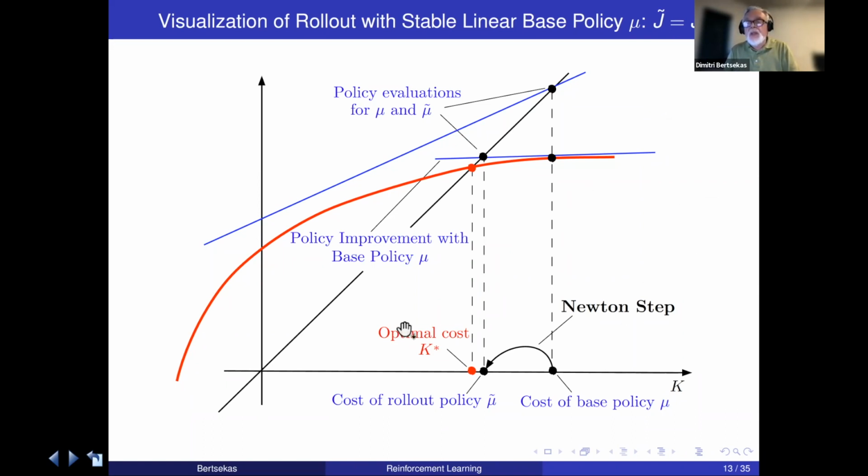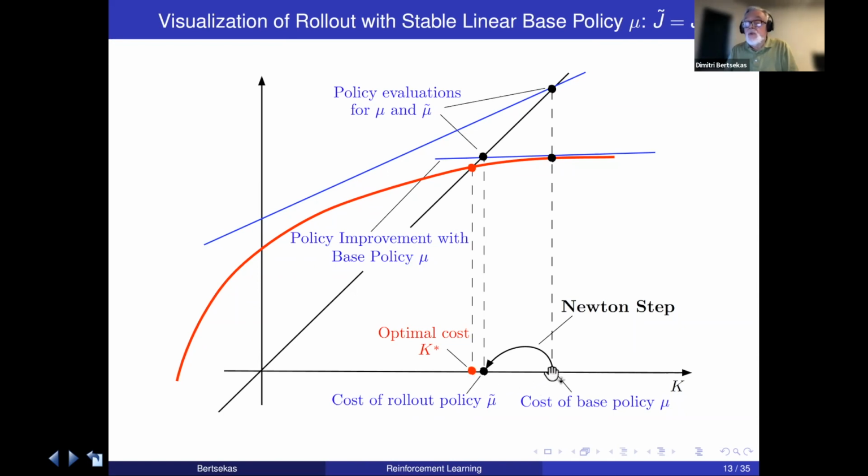So how do we interpret it in terms of our figures? We are going to consider a stable base policy whose line has slope less than 45 degrees. Okay, so this is the red curve, the graph of the Riccati operator. And this is the blue line, the graph of the linear base policy. And the cost function of the base policy is quadratic and given by this point here, right? The intersection of these two. The optimal, of course, is here.